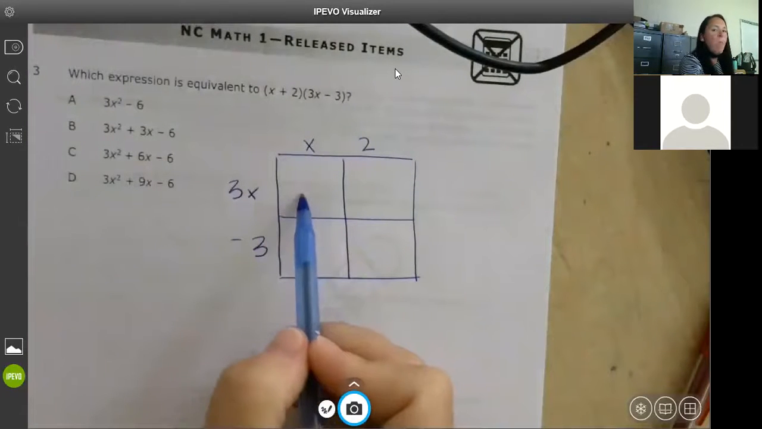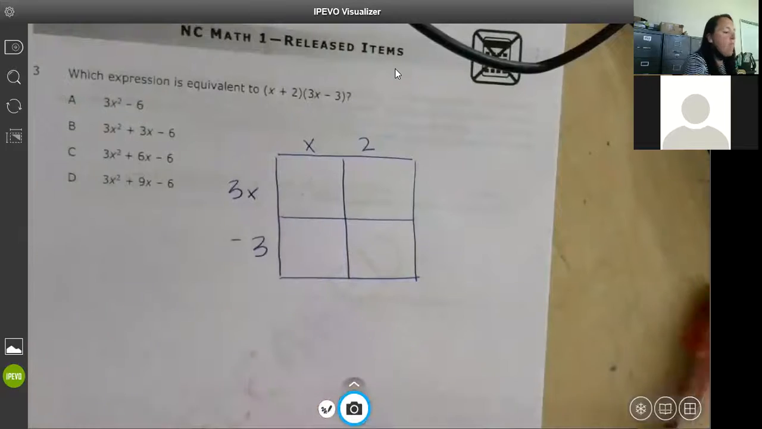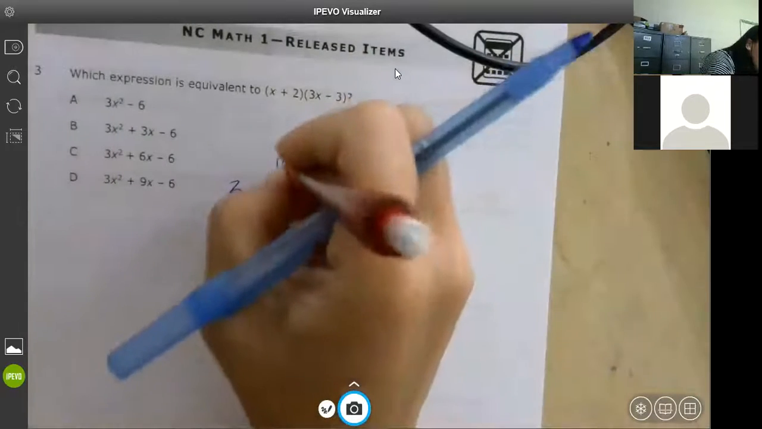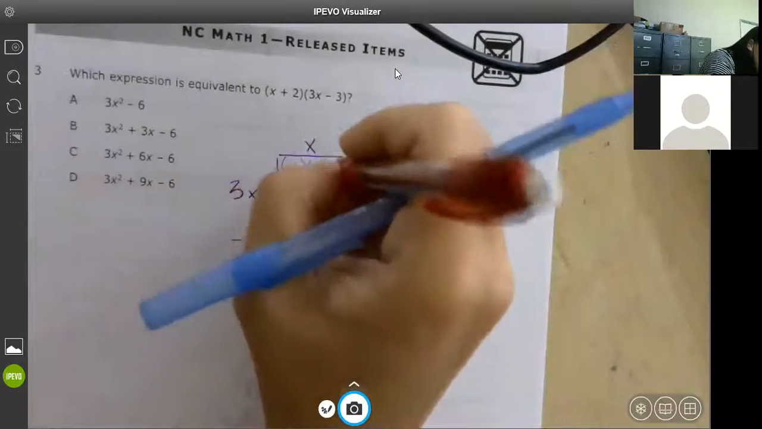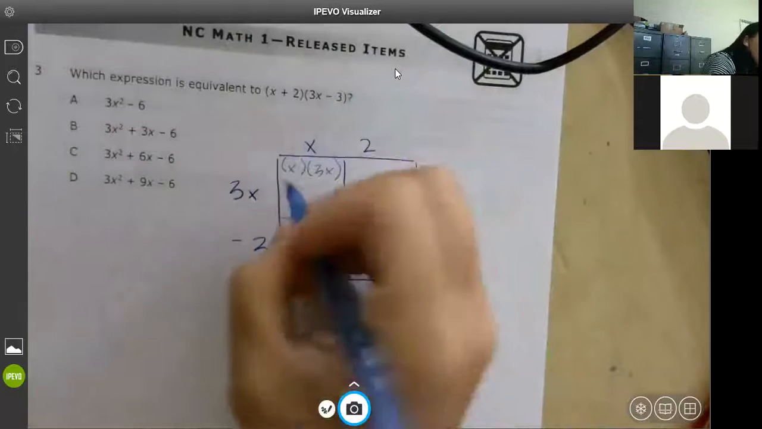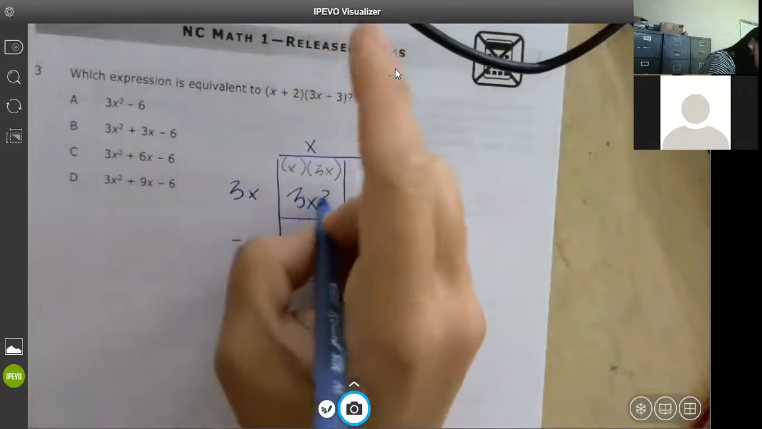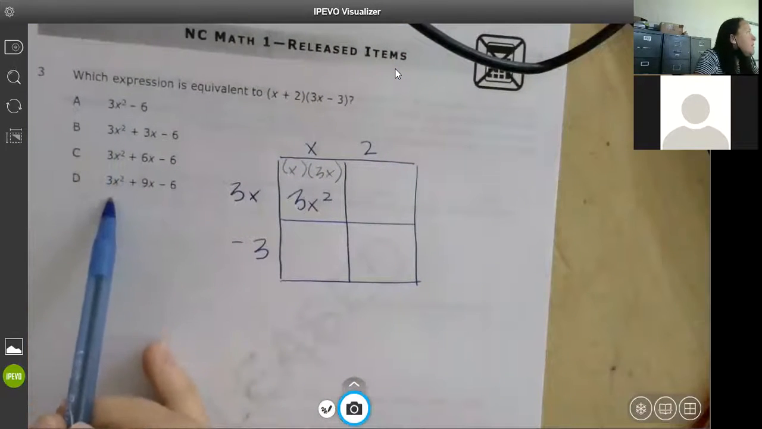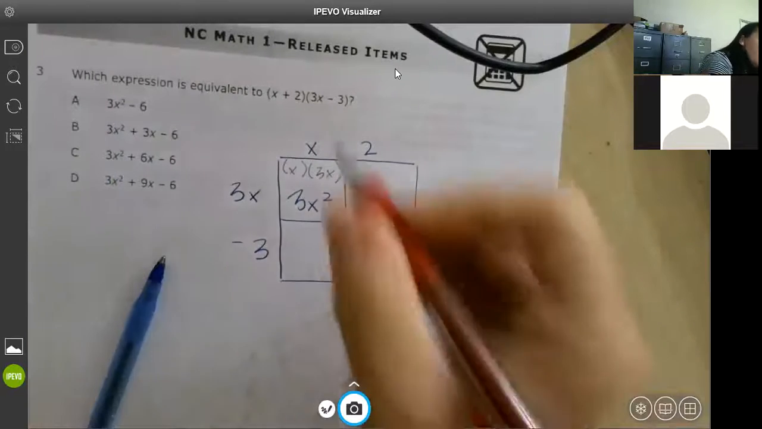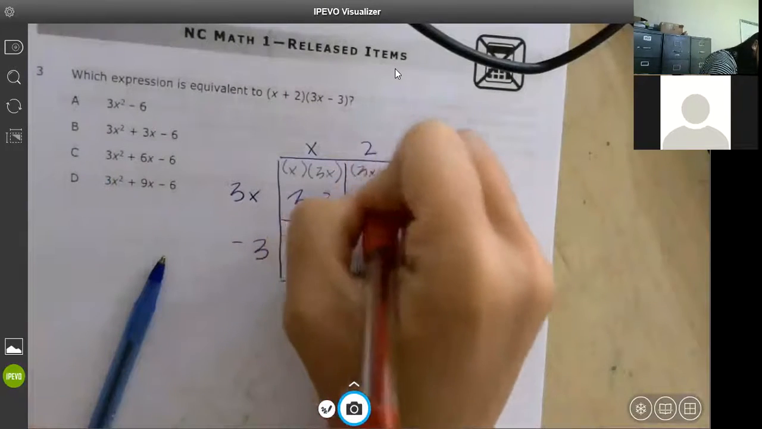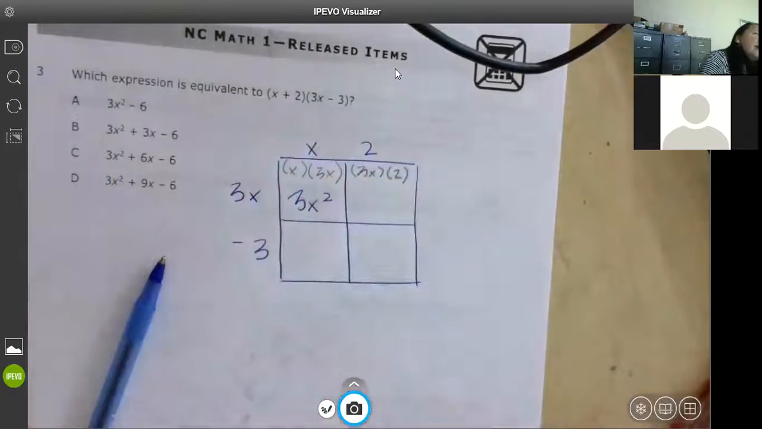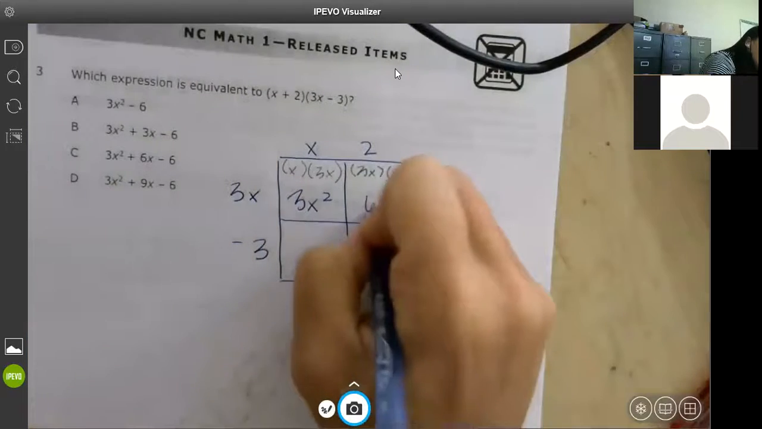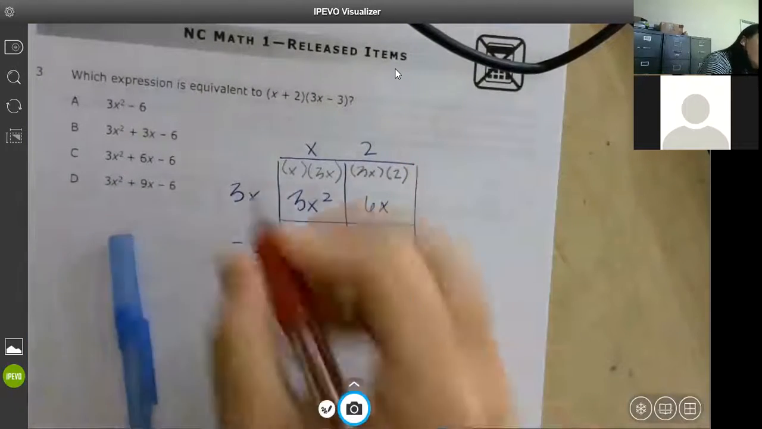What goes in this box? Not 4x. So x and 3x, which is 3x squared. So it should all start with 3x squared. That's how you know you did it right. Is it right? Good. This box is 3x and 2. What's 3x times 2? Okay, hold off on doing anything yet.